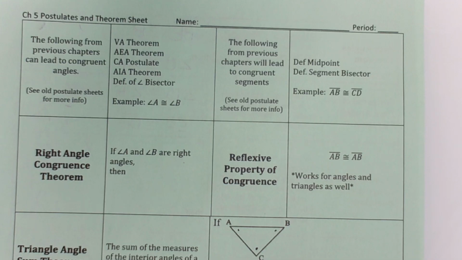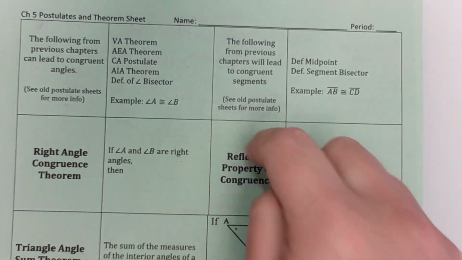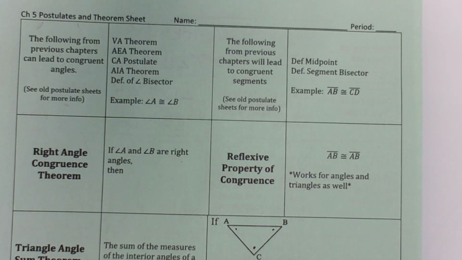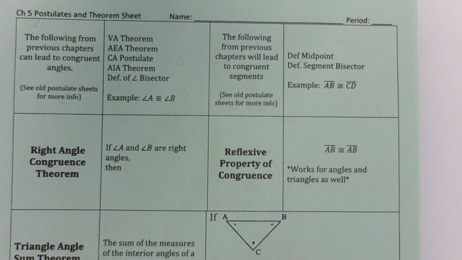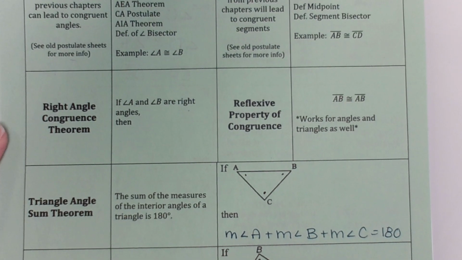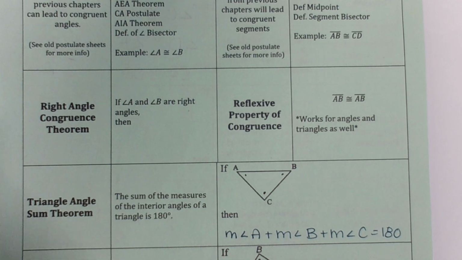A couple that deal with congruent segments that we've worked with before are definition of midpoint and definition of segment bisector. These can also lead to congruencies. These things were all about angles, these things were about segments. And then we have two more things that we've technically talked a little bit about before, but we haven't necessarily given them a formal use.